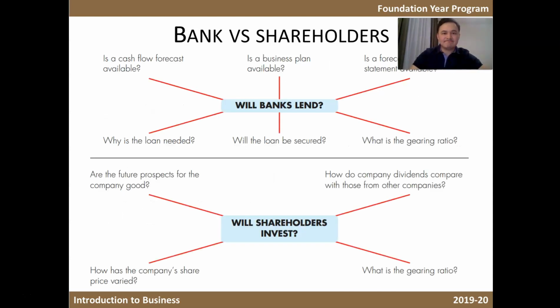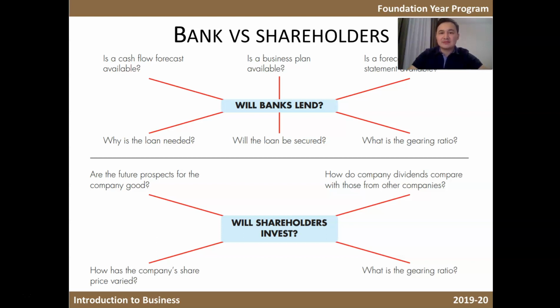Good. Now, this is the last one: banks versus shareholders. Banks make a decision whether to lend or not based on some criteria. Is there a cash flow forecast available? They look at your forecast cash flow. They also look at your business plan, by the way, so it's still worthwhile. If you run your business in future and decide to go to the bank to borrow money, the business plan is still a very useful instrument.